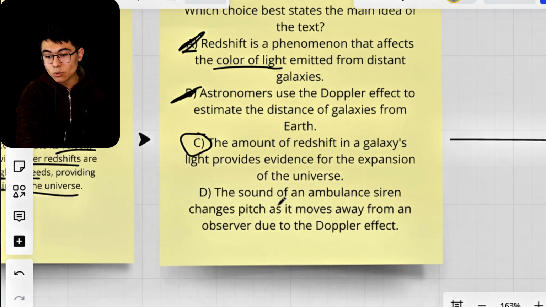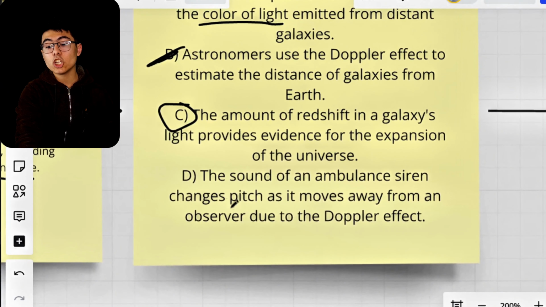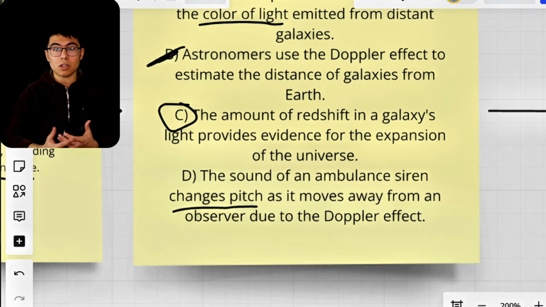Choice D: the sound of an ambulance siren changes pitch as it moves away from an observer due to the Doppler effect. This is completely off topic. The ambulance siren is just an example to help explain redshift, and it's not the main focus of the passage. That's why D is also wrong.